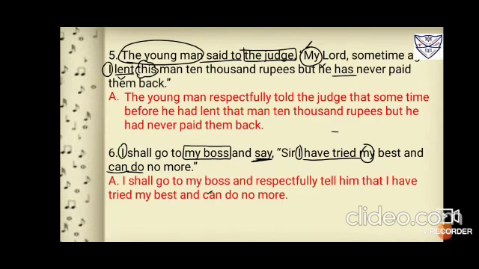Okay, now the reported verb is lent. It is simple past already, so we'll change it to past perfect. It changes to had lent. Then it is has, present perfect, which changes to had, past perfect. Then we'll go for the speaker. The young man is the speaker, circle it. The judge is the listener, put a box.